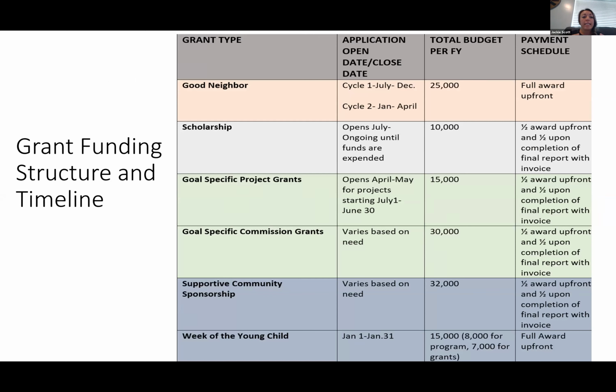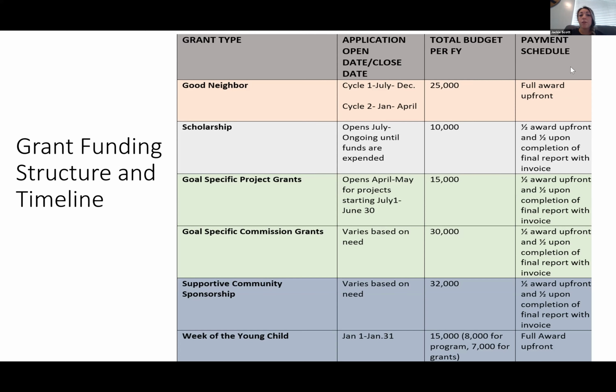So I want to give you an idea of our structure and our timelines of how it works. You can find this information on our website. When grants open, you'll see that Good Neighbor Grants are now open, or it'll say Good Neighbor Grants closed if you're looking on our website. But Good Neighbor Grant, we have 2 cycles, and they run from July to December, then we open them up again January to April, or if we're out of funding before December, then we'll close it. Same with that second cycle. If we're out of funding before April, then we'll close it.